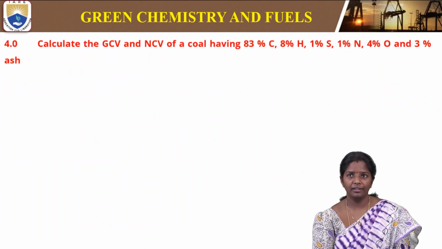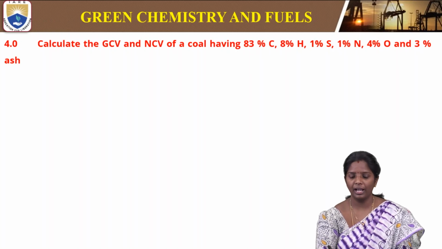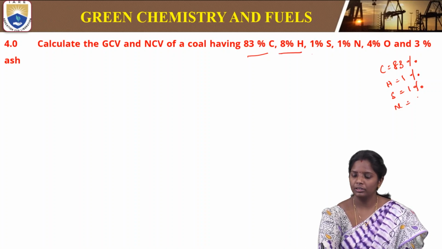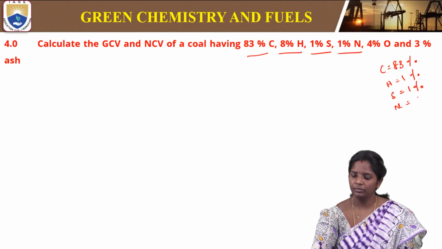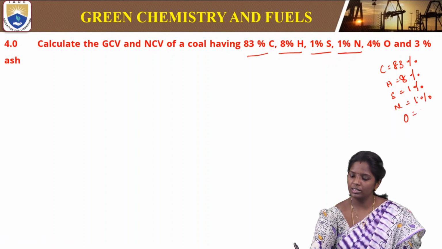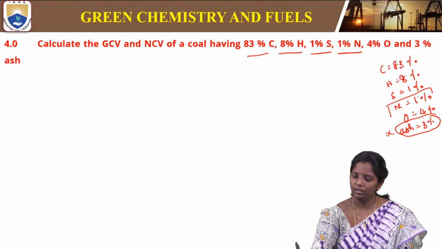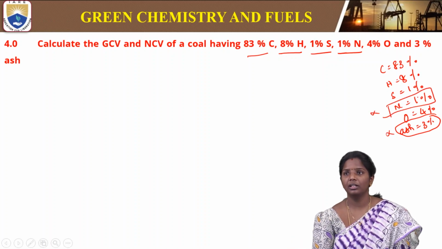Next, calculate the gross calorific value and net calorific value of a coal sample having 83% of carbon, hydrogen is 8%, sulfur 1%, nitrogen 1%, and oxygen is 4%, and ash is 3%. So do not consider this, not required. Nitrogen also not required for our calorific value.